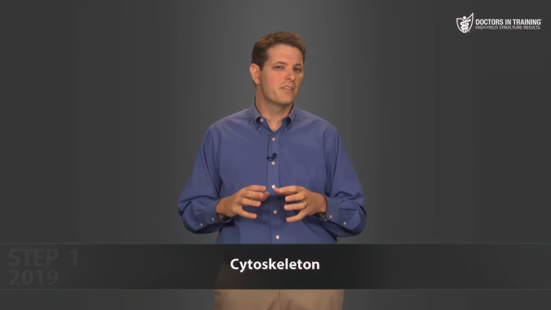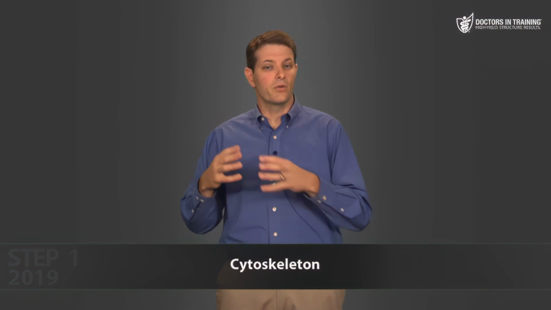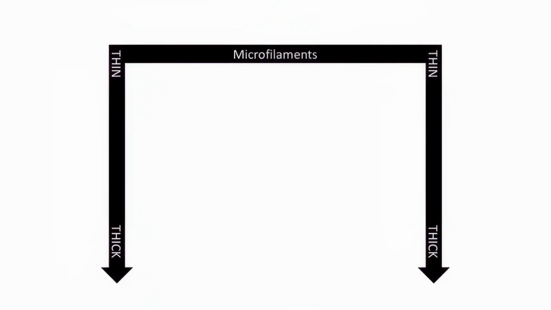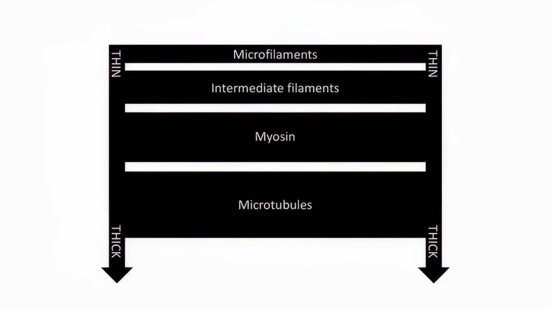There are several basic types of filaments that make up the cytoskeleton. There are microfilaments, which are the thinnest filaments. There are microtubules, which despite also being called micro, are actually the thickest type of filament. And then in between the microtubules and the microfilaments are the intermediate filaments, which have a diameter about half as large as the microtubules. And there's myosin, which is a little bit larger than the intermediate filaments. So again, going from the thinnest to the thickest, it's microfilaments, intermediate filaments, myosin, and microtubules.